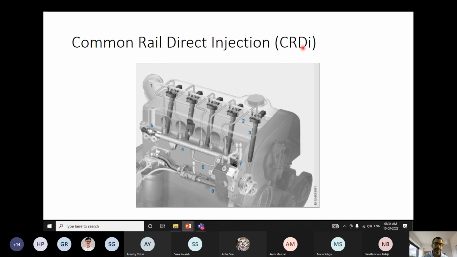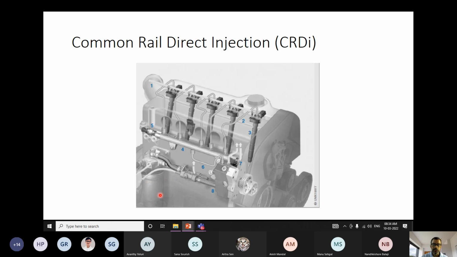One thing is very clear nowadays: in all diesel engine passenger cars, advanced buses or anything, the fuel injection system in the diesel engine is the common rail direct injection system. So at least that has to be very clear to all of you. Now, how does the CRDI system work, and what are the different hardwares that we need to understand very clearly? Now see this picture very carefully.